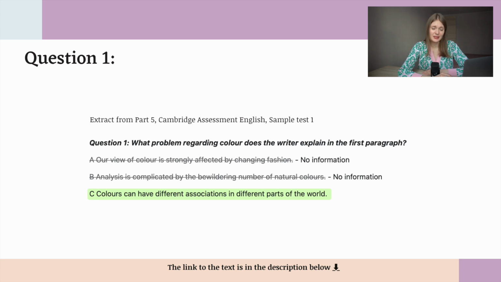No information again, because the writer didn't focus on any particular colors, especially natural ones. C. Colors can have different associations in different parts of the world. This might be true. Let's get back to the text to find proof.